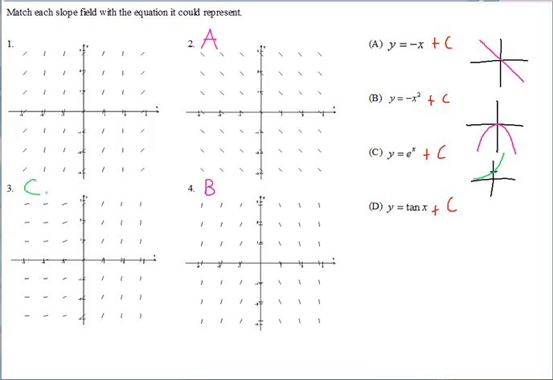And then remember what tangent looks like. Tangent has all these vertical asymptotes like that. And it looks like that going through the origin. And you just keep repeating like that. So you can see that one is a match. And that concludes the notes on the topic of slope fields.